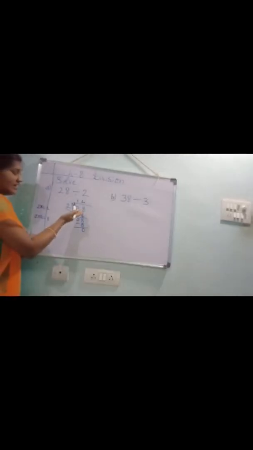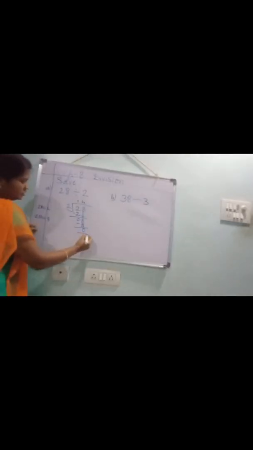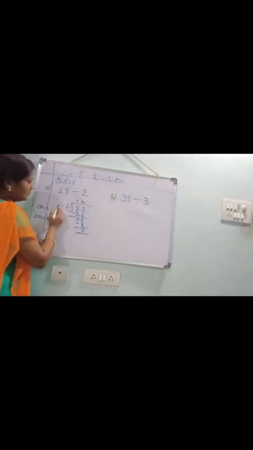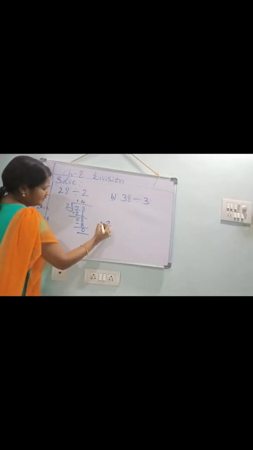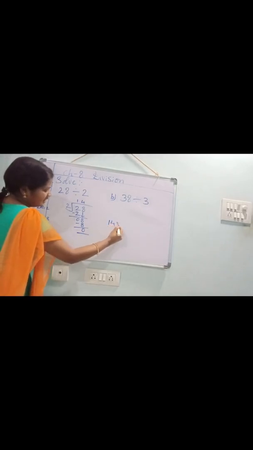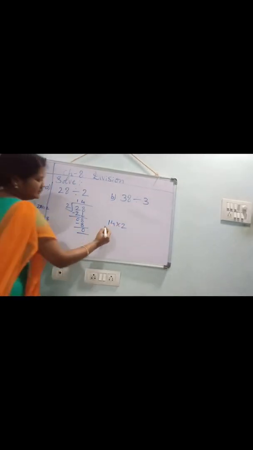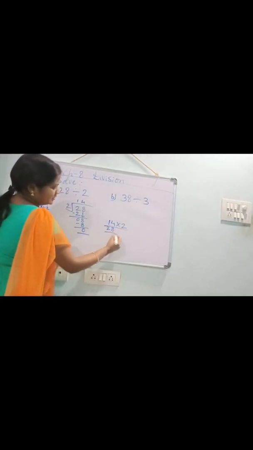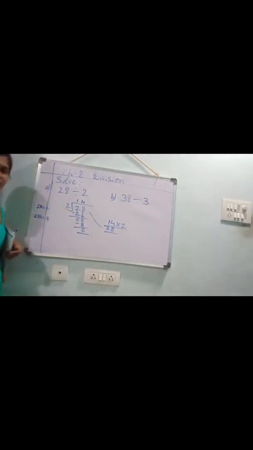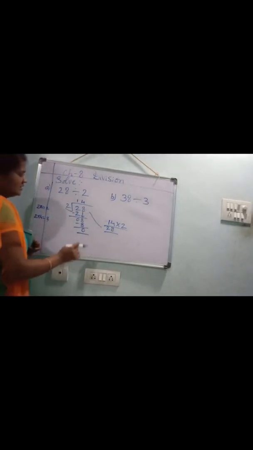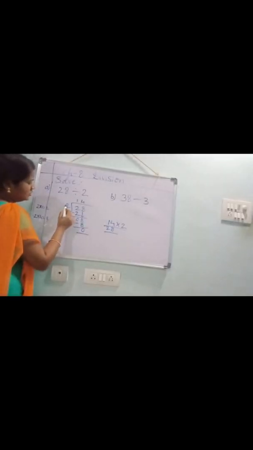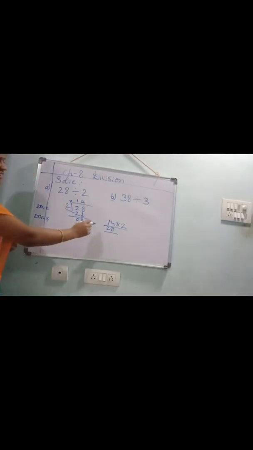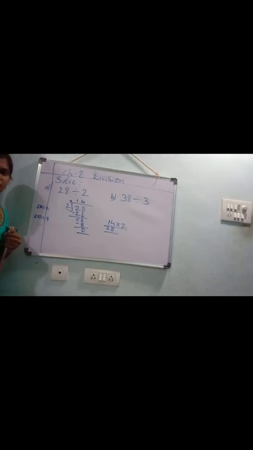See, check once. Is this the correct answer or not? You should check. What you have to do? You should multiply divisor into quotient. See, quotient into divisor. 2 fours are 8, 2 ones are 2. See, is it right or wrong? Because you check, you should multiply this 2 into this. Yes or no? Automatically the answer will come. Okay.